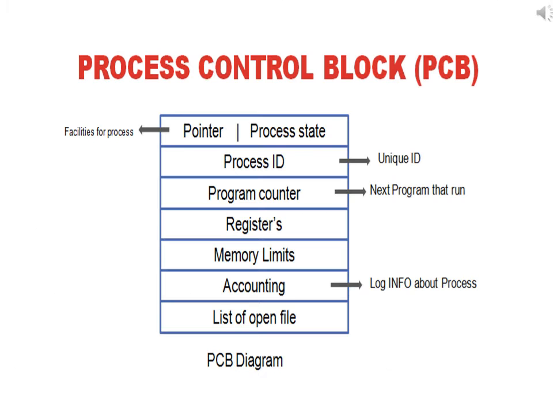The figure shows the PCB, that means the process control block. In this, the pointer, process state, process ID, that means the process number, program counter, registers, memory limits, accounting, and list of open files are included in the PCB diagram. I will explain them one by one briefly.